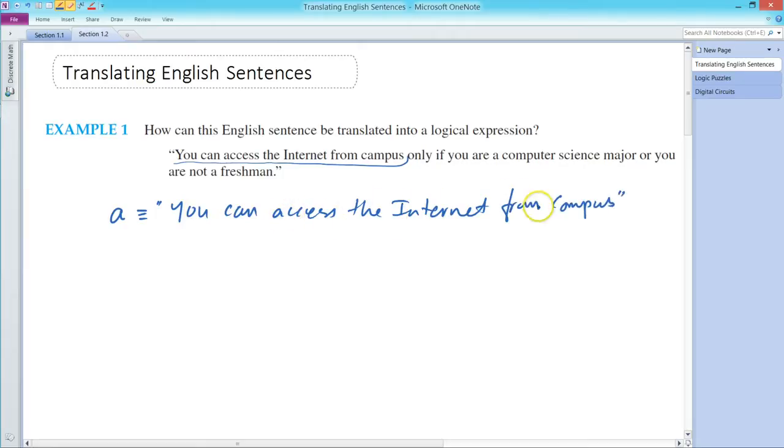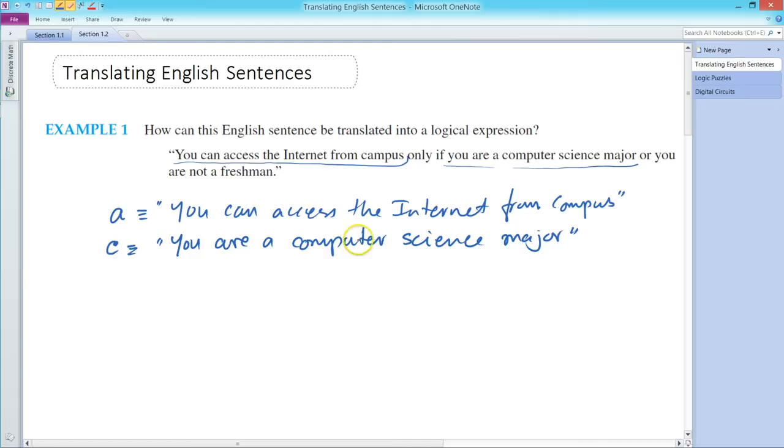Okay. Now let's look at other components that this sentence is composed of. Only if you are a computer science major, so there you go. We got you are a computer science major. This can be another component. So I'm going to represent you are a computer science major with the variable C. Let me write it down. You are a computer science major. Okay? Next, we look at the third component.